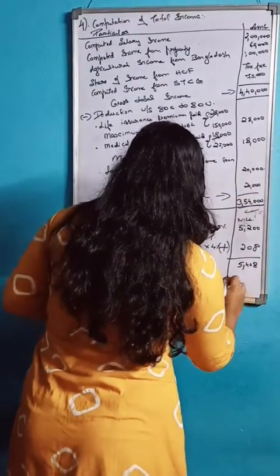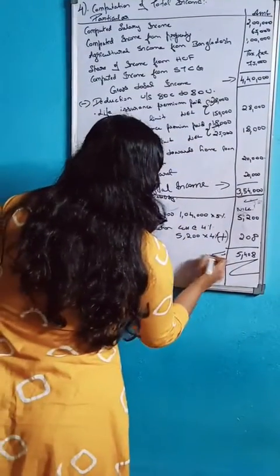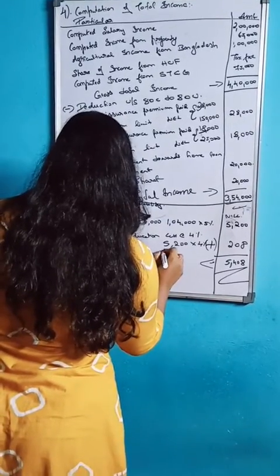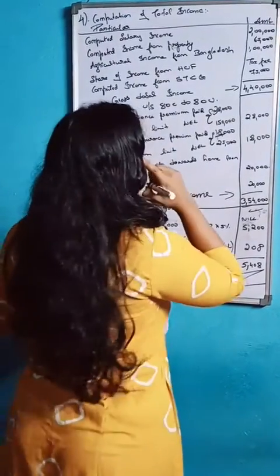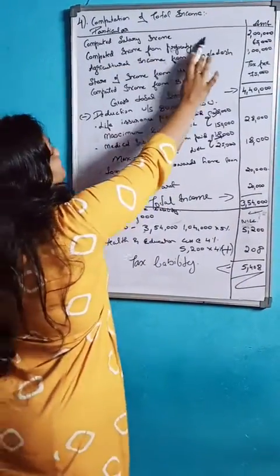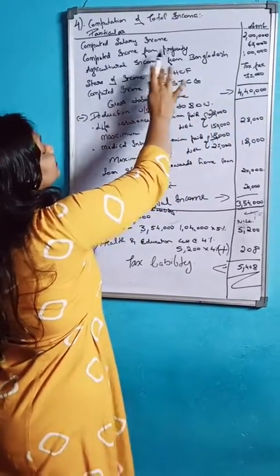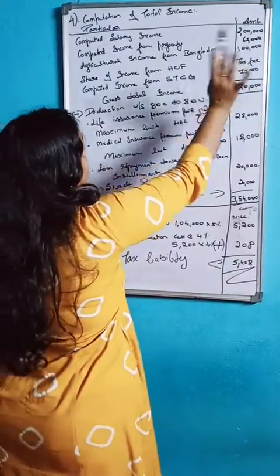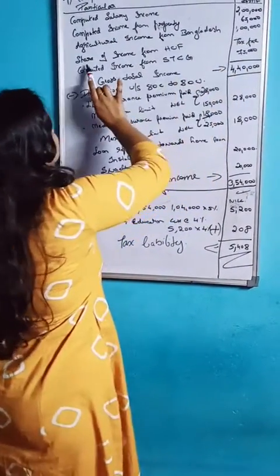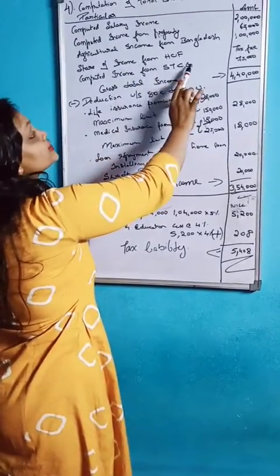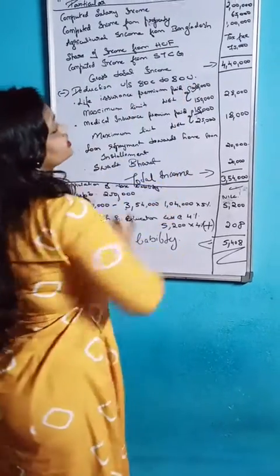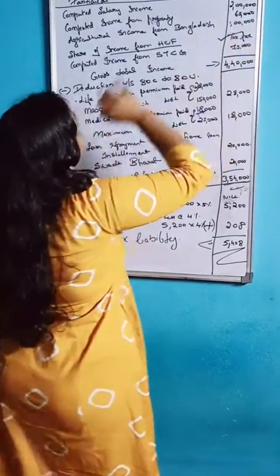5,408. So this is the answer. So here it comes, tax liability. Okay, so after finding everything, I'll think once again. Compute the salary income 2 lakh and compute income from property is 65,000. Agricultural income from Bangladesh is 1 lakh, and share of income from HUF is tax free. This you should note. So income from HUF, that is tax free.